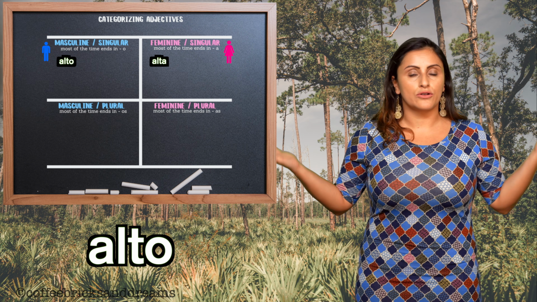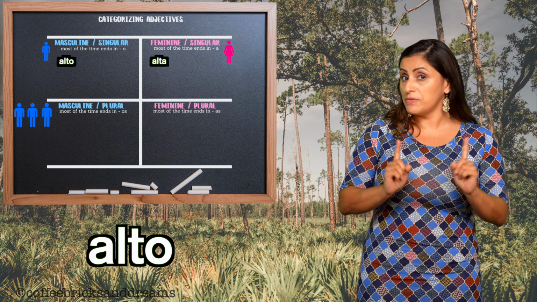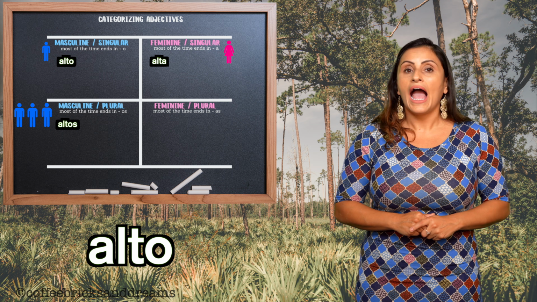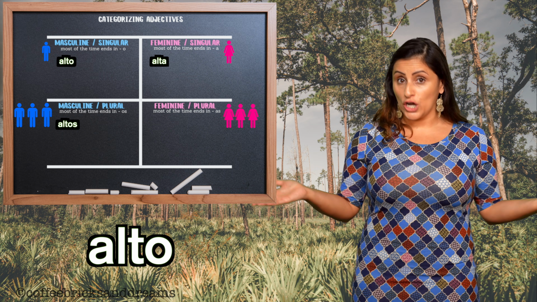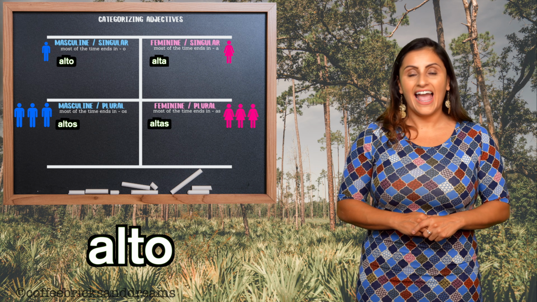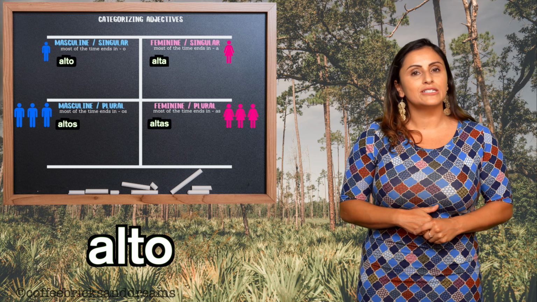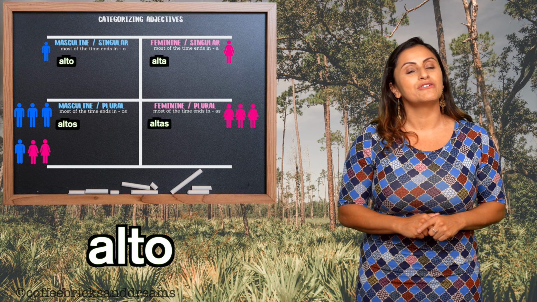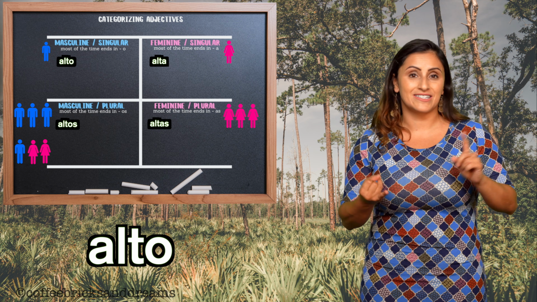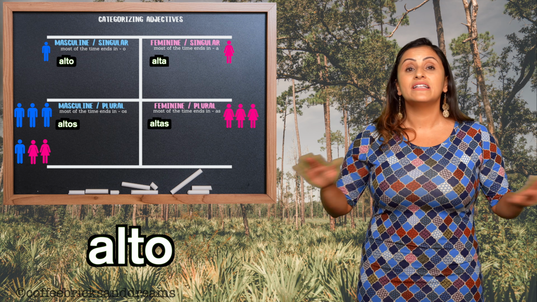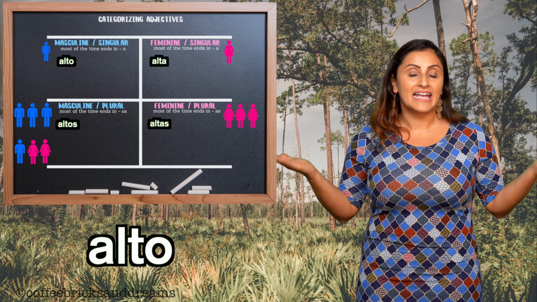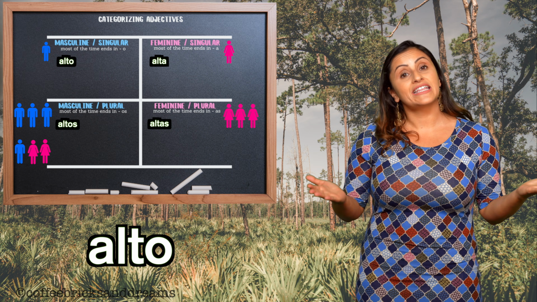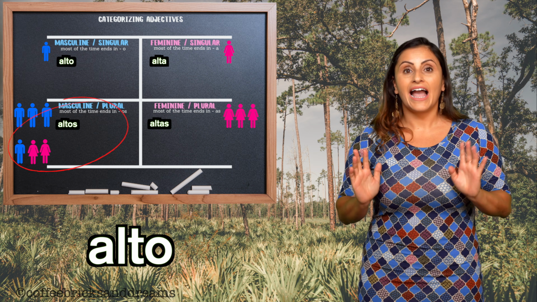Now, let's look at the plural forms. If we're talking about a group of guys and we want to say they are tall, we would say altos. And if it's a group of girls, we would say altas. So now you're probably wondering, what if we have a mixed group of guys and girls? Well, hopefully you remember from our previous lesson when we learned subject pronouns that the moment we have a male in the group, making it a mixed group, we are always going to go with the masculine form. So in that case, we would say altos.